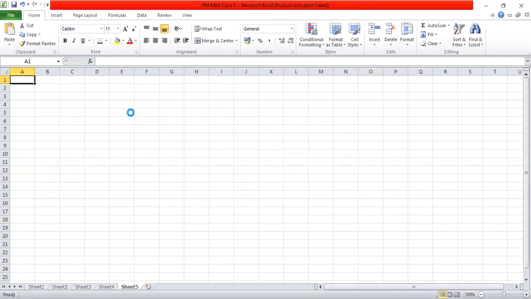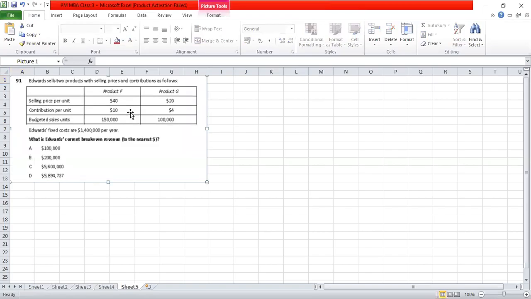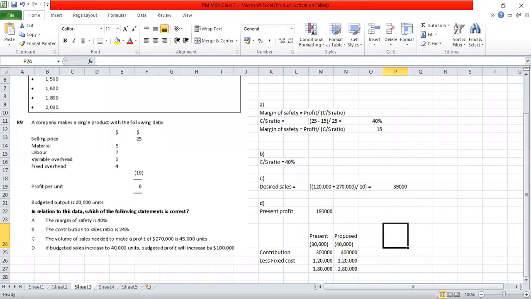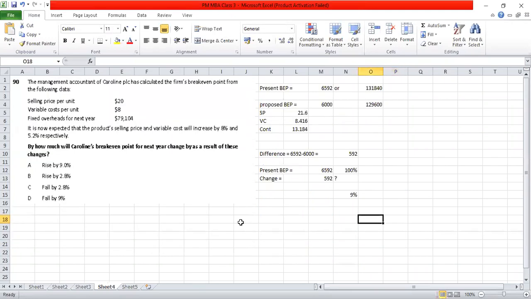Ma'am, can we go to the previous question? One minute. Sorry, which one? The one which we did right now. If you use these figures, 131,840 and 129,600, I'm not getting the same answer. How much did I take? I took present BEP as 131,840, and for change I took the difference 2,240.